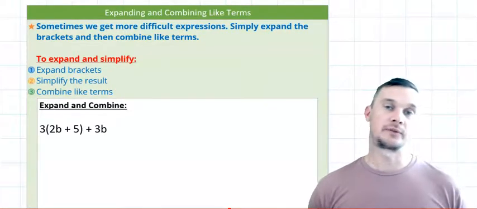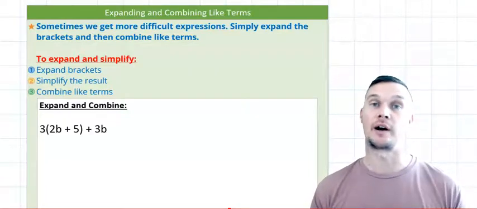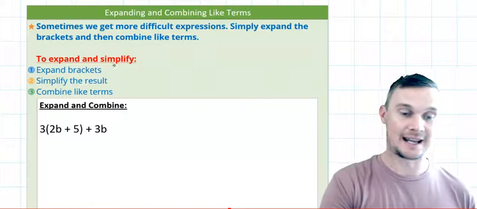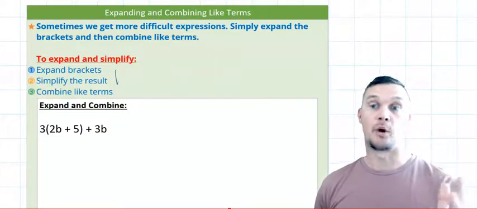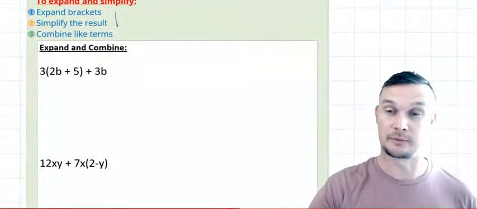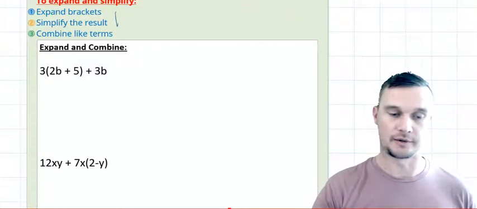So sometimes when we get difficult expressions, we need to expand it, and then at the end we combine our like terms. So we're adding in an extra step here. So we expand the brackets, you simplify the result, and then you combine your like terms. So in the previous examples, we've just expanded the brackets. Now let's see what happens when we need to combine the like terms.